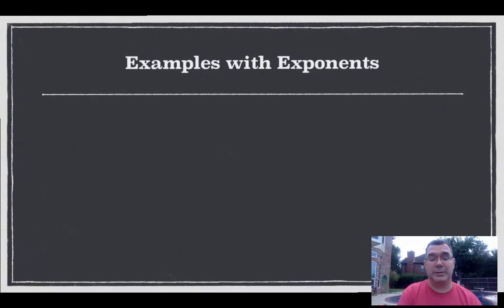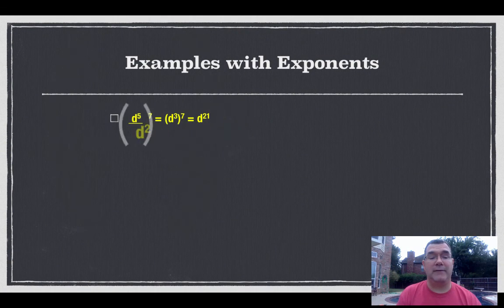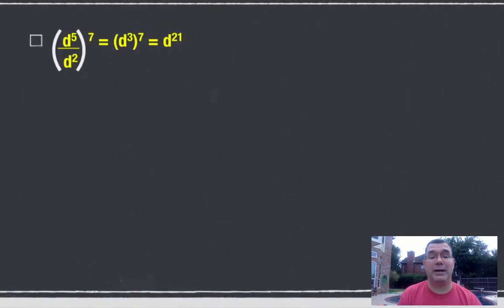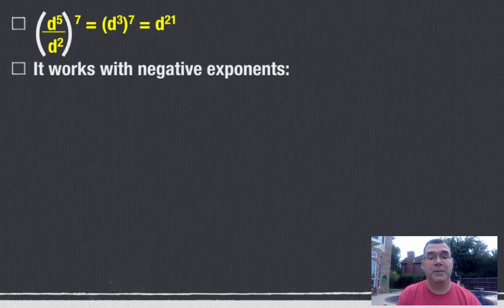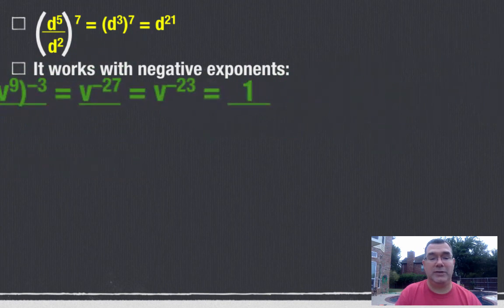Okay, let's look at some examples that have exponents in them. If I have d to the 5 over d to the 2 and I'm raising that to the 7, I'm going to simplify what's in the parentheses first. So d to the 5 divided by d to the 2 is actually d to the 5 minus 2, which is d to the 3. Now I can raise that to the 7, and remembering what I learned in the last lesson, d to the 3 to the 7 is d to the 3 times 7, which is d to the 21. This also works with negative exponents.